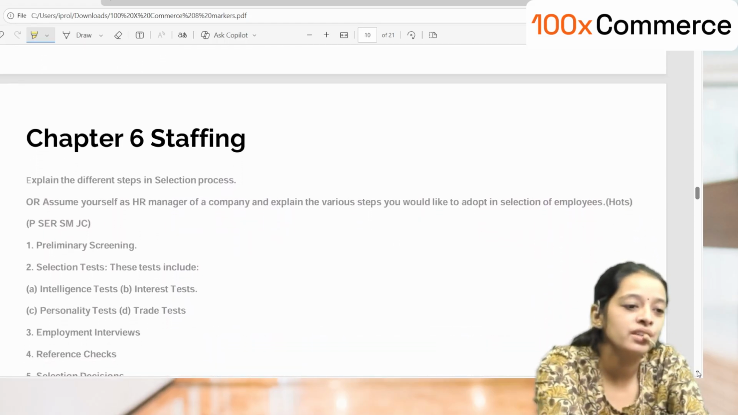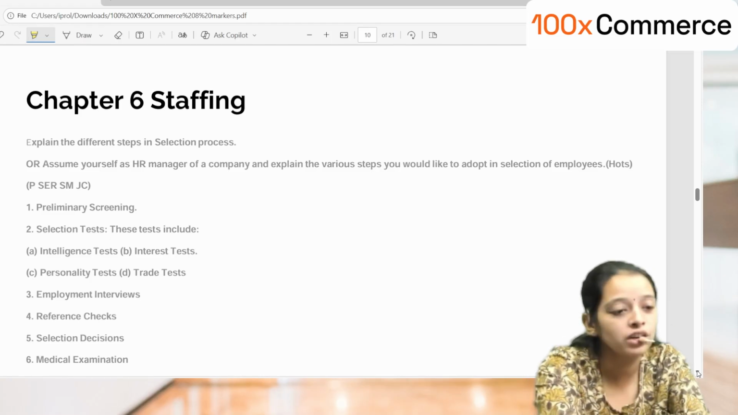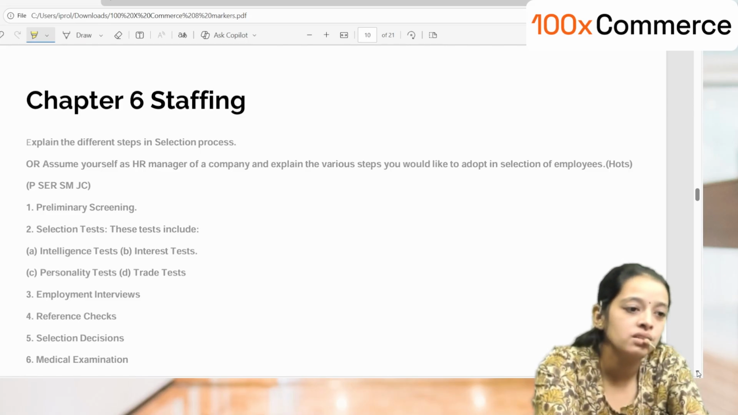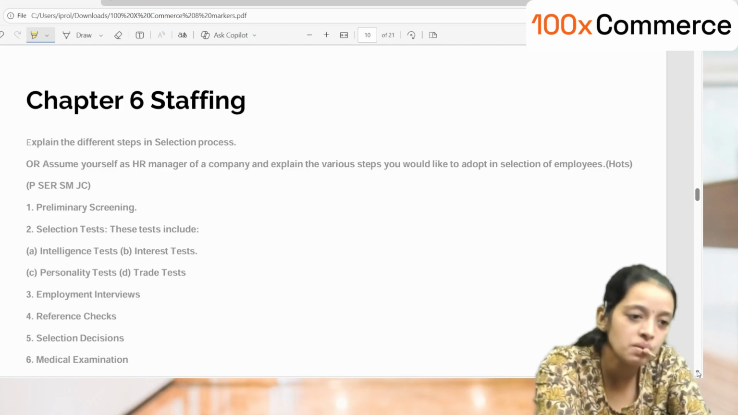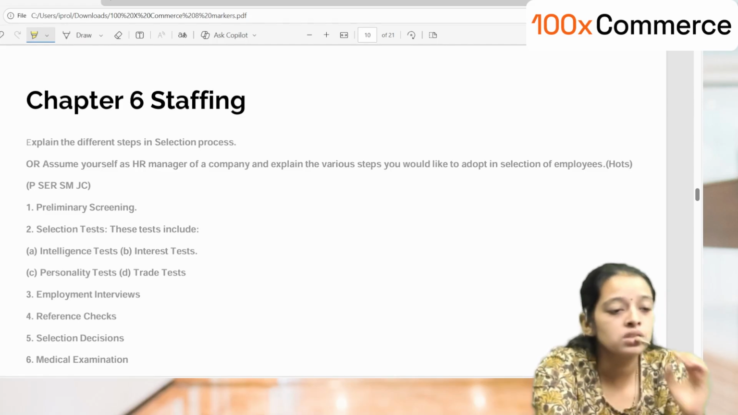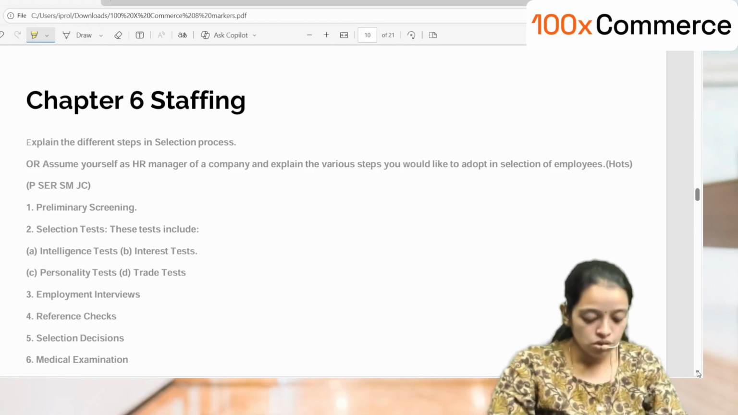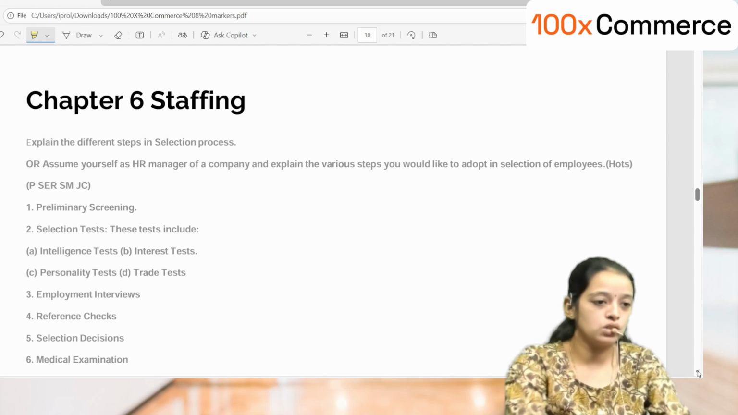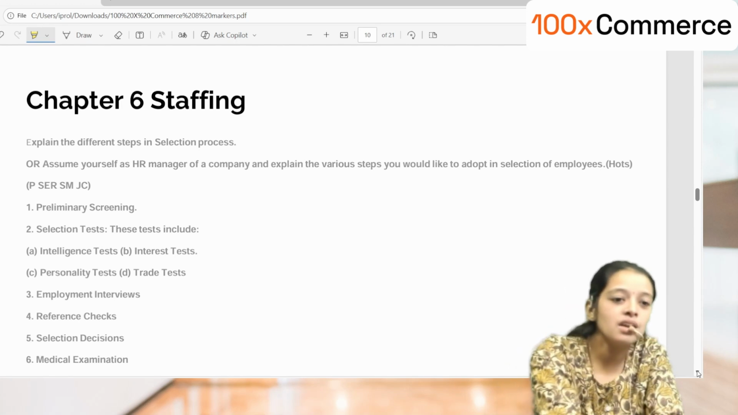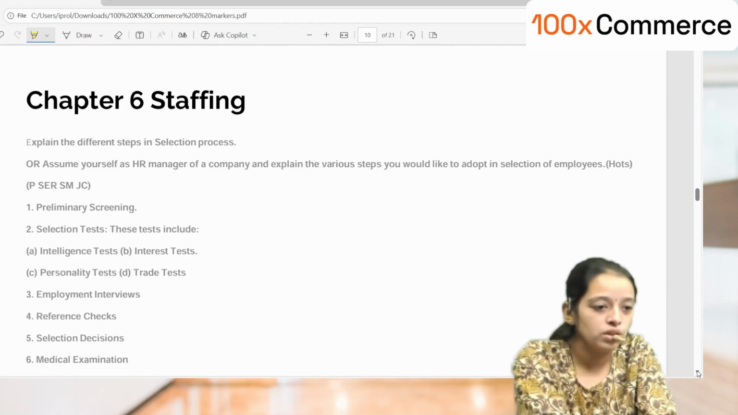So let's move on to the next chapter, a very easy chapter and a very important chapter I can tell, staffing. So staffing, the first question is: explain different steps in the selection process. This question can also be asked in the form of a case study based question, that is, your HOTS question. So you have to assume yourself as an HR manager of the company and explain various steps you would adopt in selection of employees.